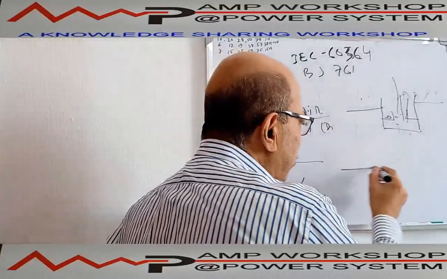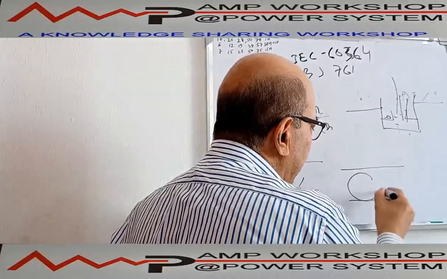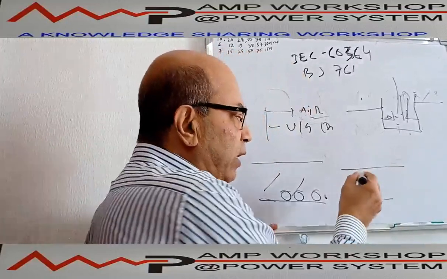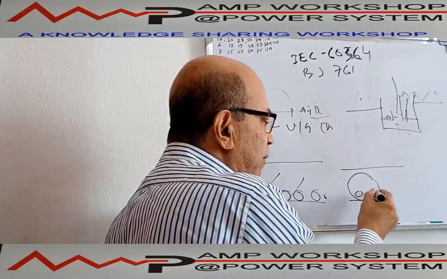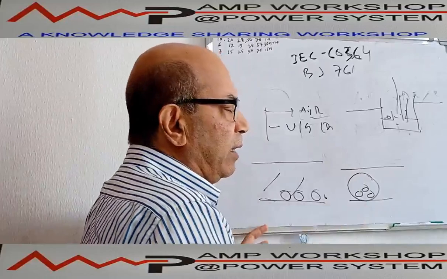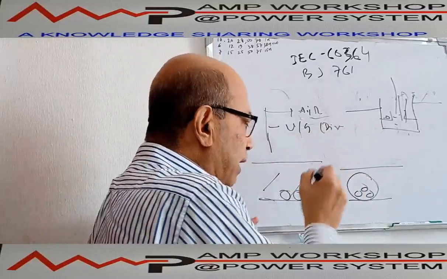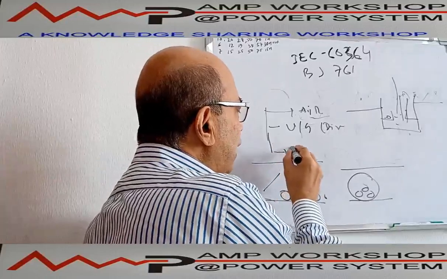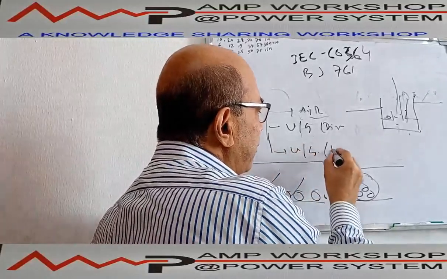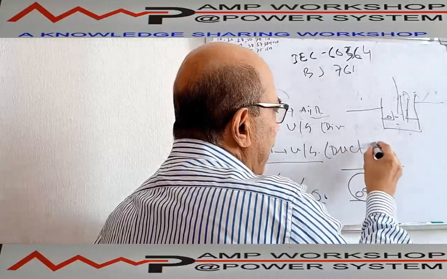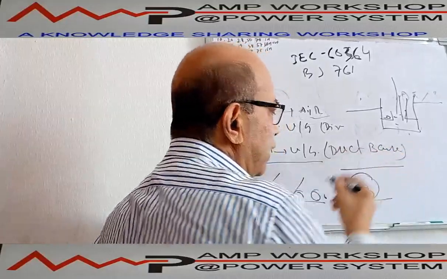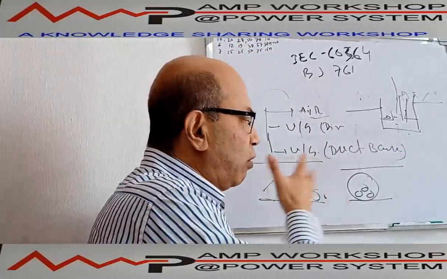Another way, we can make an underground duct bank. A duct bank is a big pipe we can install, and inside the pipe we can put the cable. So underground, one way is directly buried, another way is under a duct bank. Generally in oil fields we use this arrangement. In Saudi Aramco, you can see a lot of duct banks.